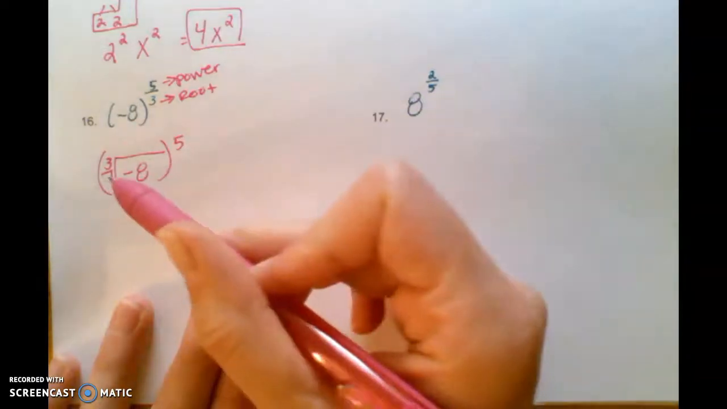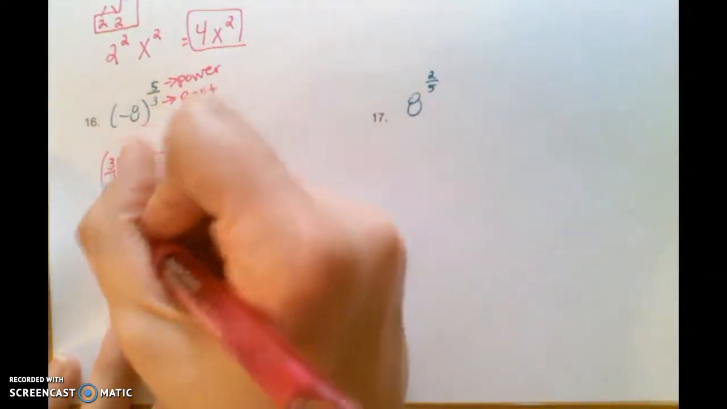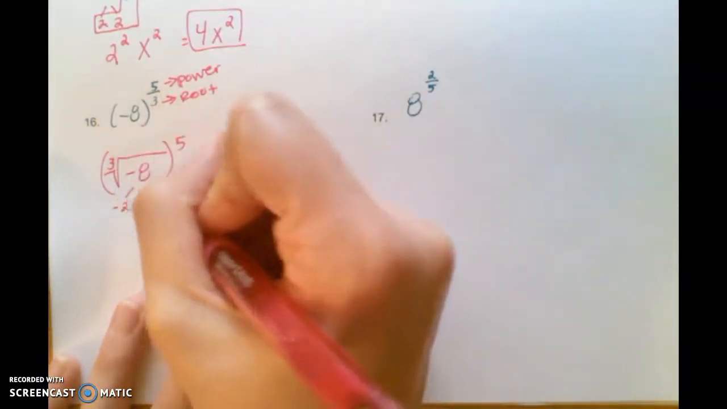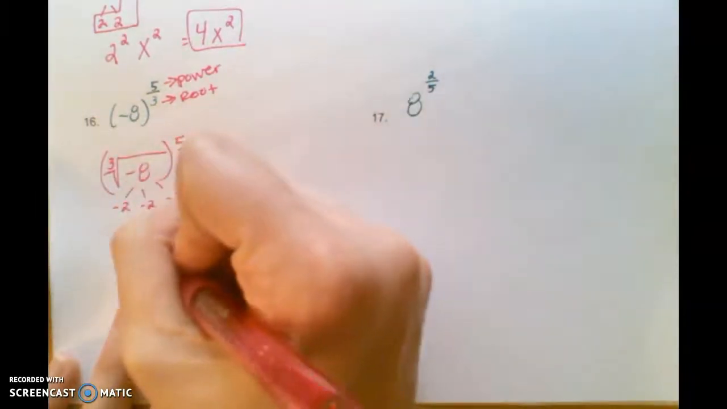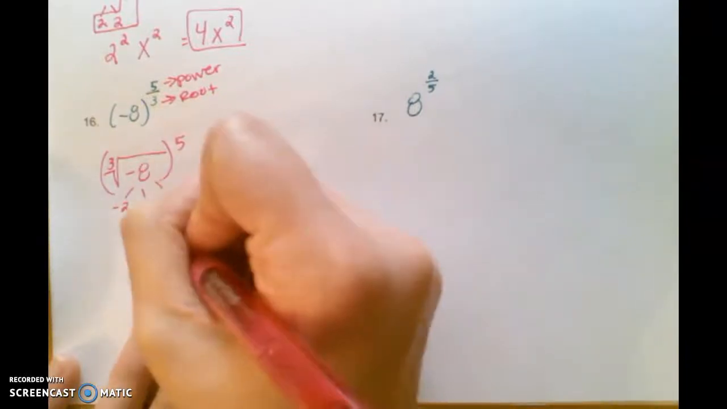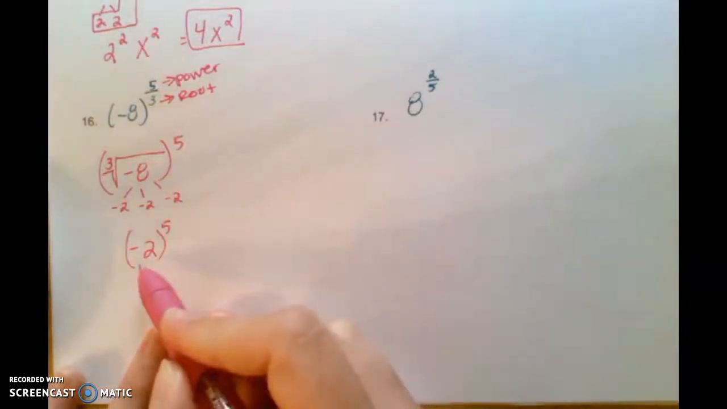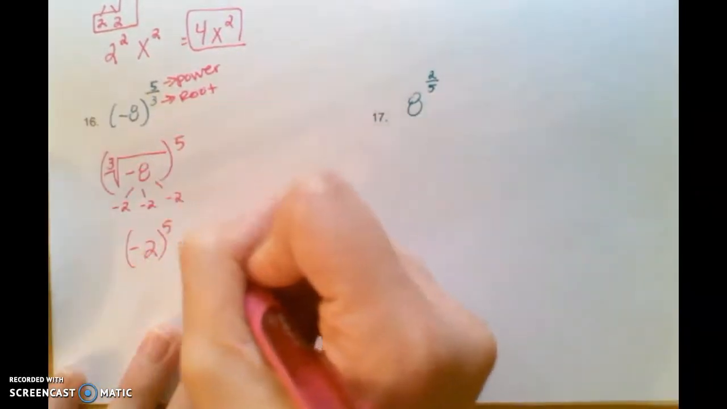Well, we know the cube root of -8. -8 can be broken into -2, -2, -2. So the cube root of -8 is -2. Bring down that 5th power. And -2 to the 5th is -32.